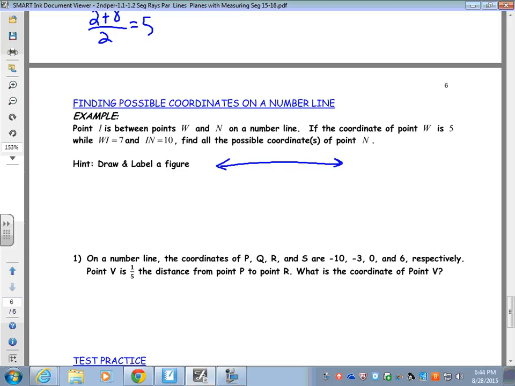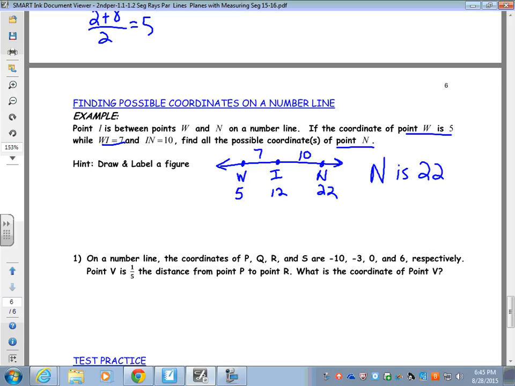So I could start with, here's W, here's I, here's N. It's between them, right? I know that from W to I is 7, and from I to N is 10. Those are the lengths, the measures. So if I'm starting at 5, here's my coordinate, and I go to the right, I would add 7, and that would give me 12, right? And then add another 10, and that would give me 22. So yeah, they want us to find the coordinate of N. N would be 22. That's if I'm going to the right.